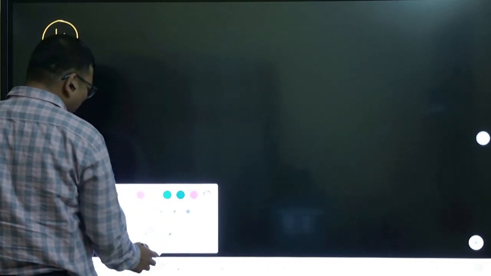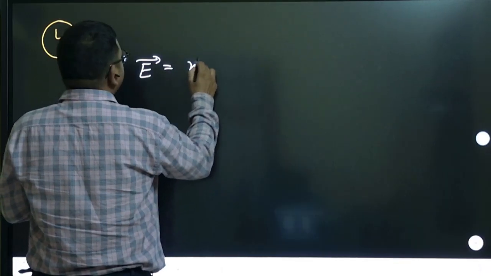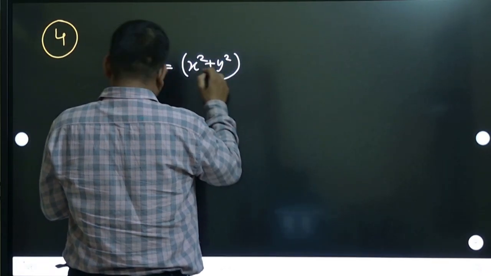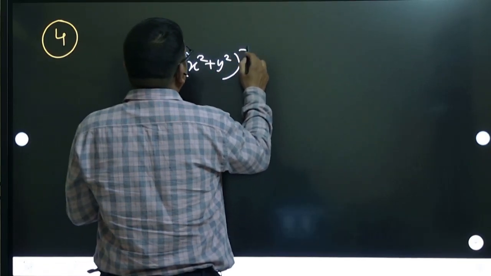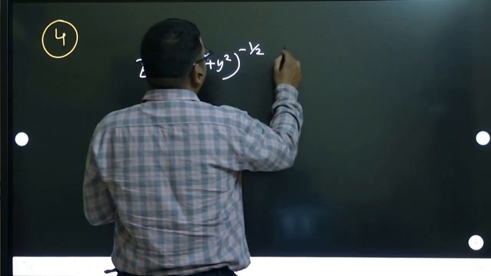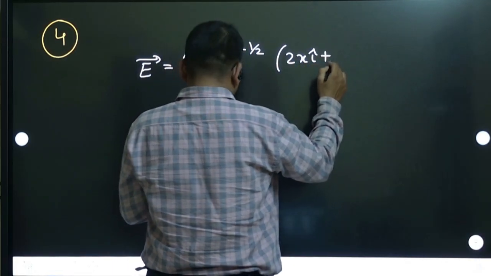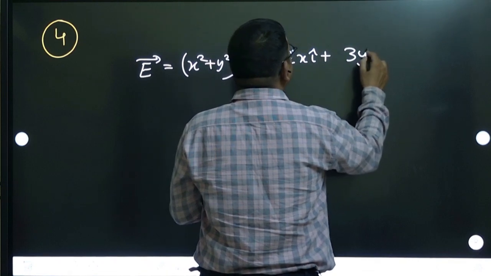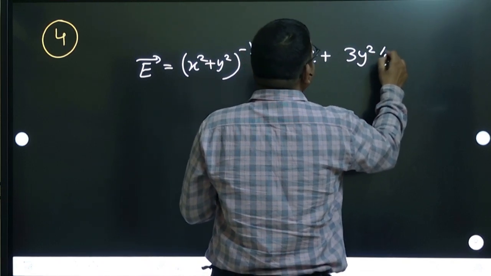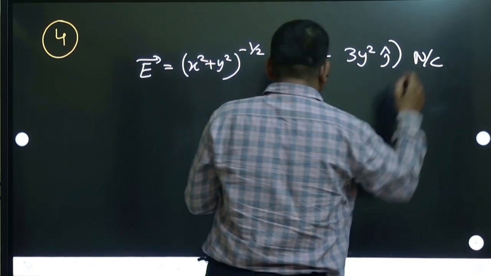If one has no idea of maths, then he will cry only. Find the magnitude of work done in moving a charge of 1 coulomb very slowly from point A to B in an electric field. This is a direct question. The electric field they have given is (x square plus y square) power minus half, times 2x i cap plus 3y square j cap. All these are highly mathematical questions.